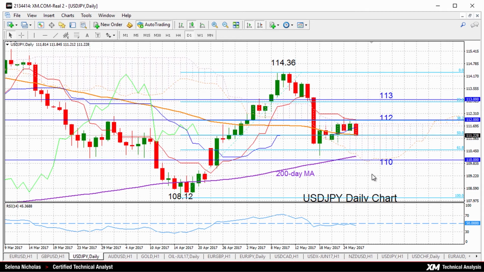But looking at the medium-term picture, the market structure remains bullish as long as USDJPY remains above the 200-day moving average, and especially if it holds above the 50% Fibonacci level.